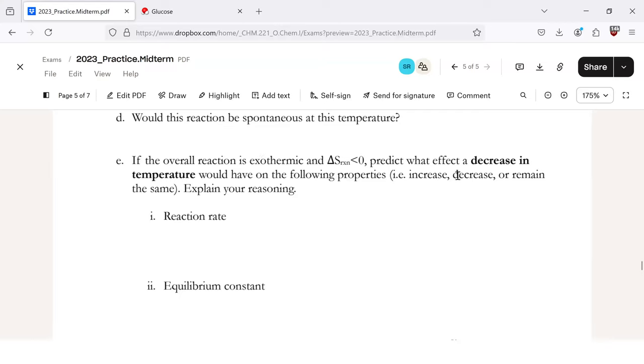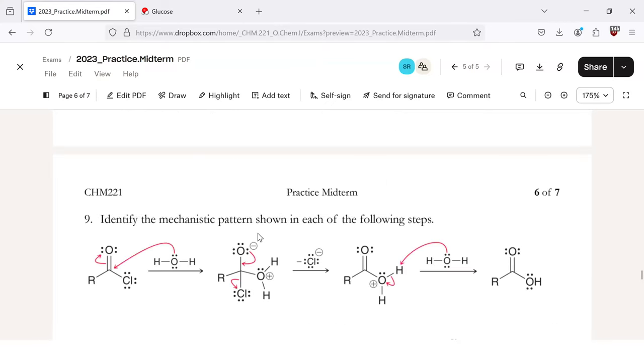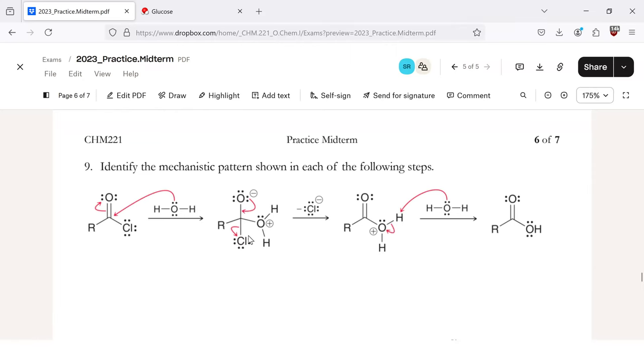So if you decrease temperature, the unfavorable piece gets smaller, which means the overall reaction gets more favorable, or more spontaneous. So the equilibrium constant should get larger. And we haven't talked about rate yet. We'll talk about rate in a second. And then these last two bits we're going to talk about after break as well.